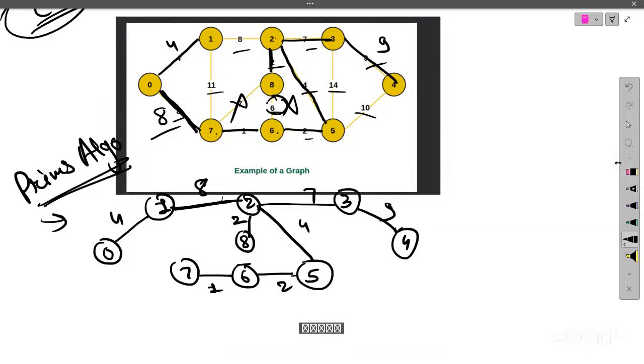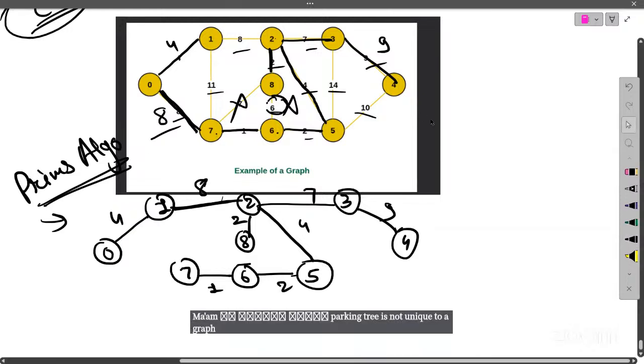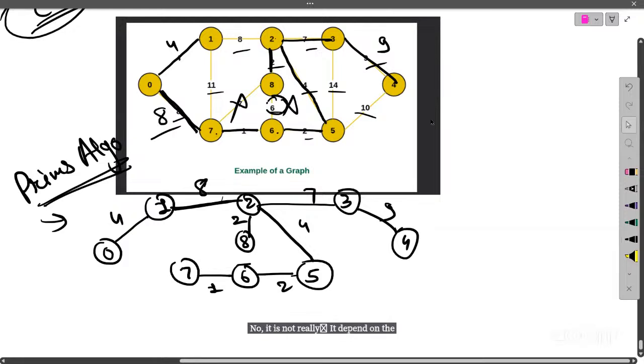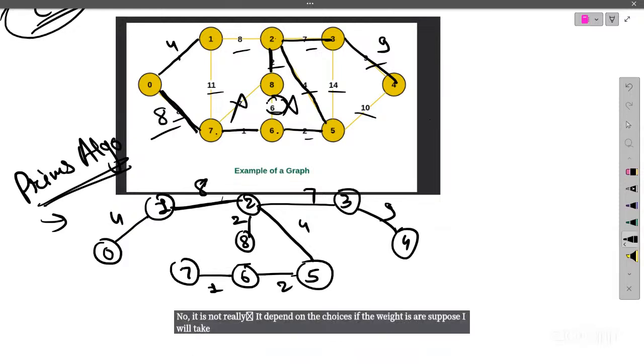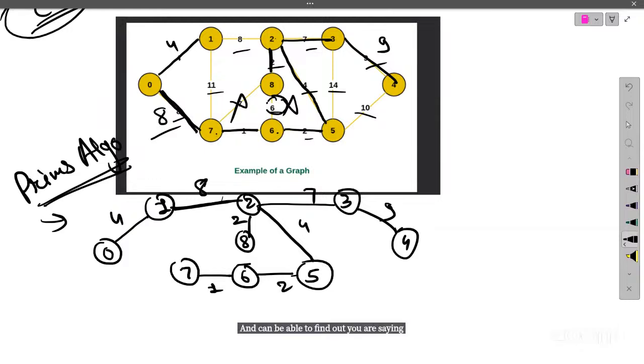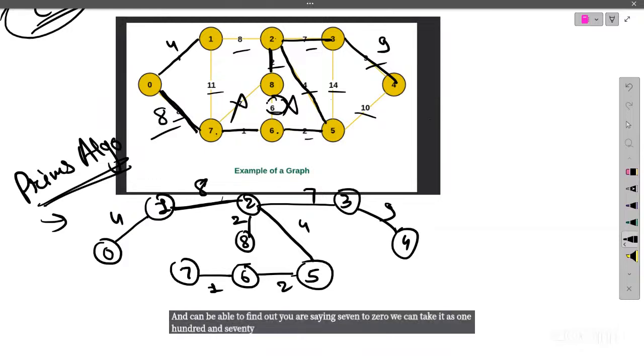Ma'am, so a minimum cost spanning tree is not unique to a graph? No, it's not unique. It depends on the choices. If the weight is the same, suppose I assign the same weight to every edge. You are saying we can take 7 to 0. Can you quickly make a spanning tree if we start from 0?